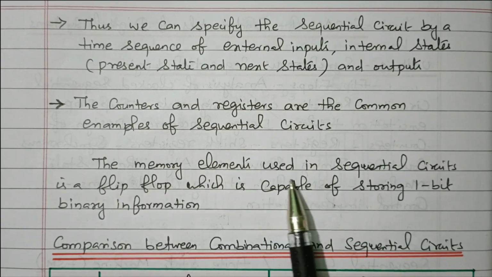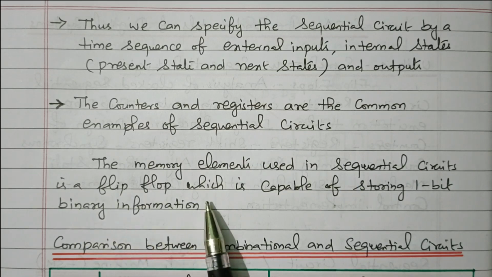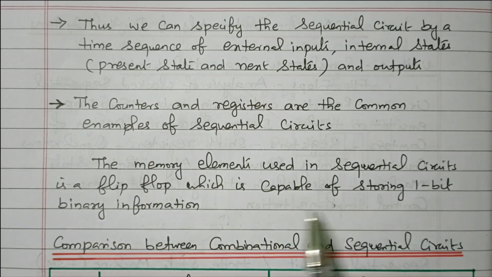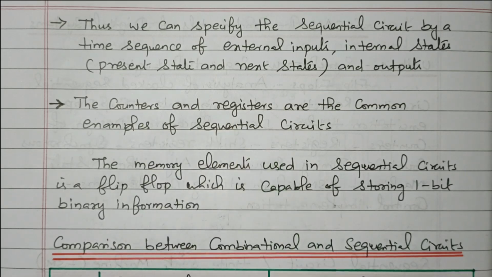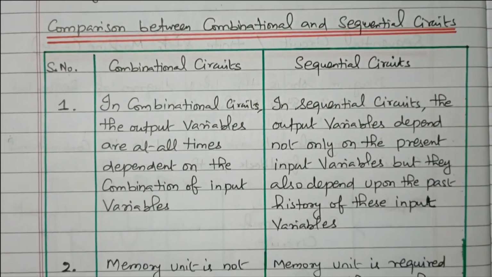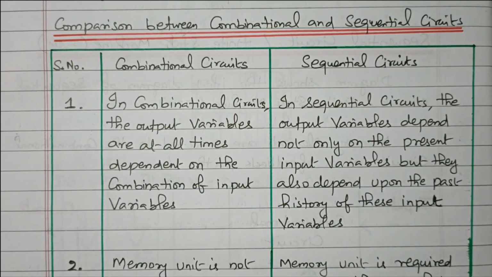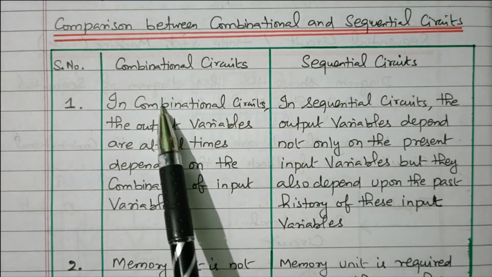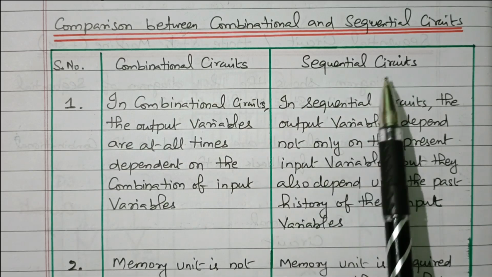The memory element used in the sequential circuit is a flip-flop. It is a flip-flop, which is capable of storing 1 bit of binary data, right? So it will be able to store 1 bit of binary data. The examples are counters and registers. Now we'll see the comparison between sequential circuit and combinational circuit. The first column is the combinational circuit, the second column is the sequential circuit.